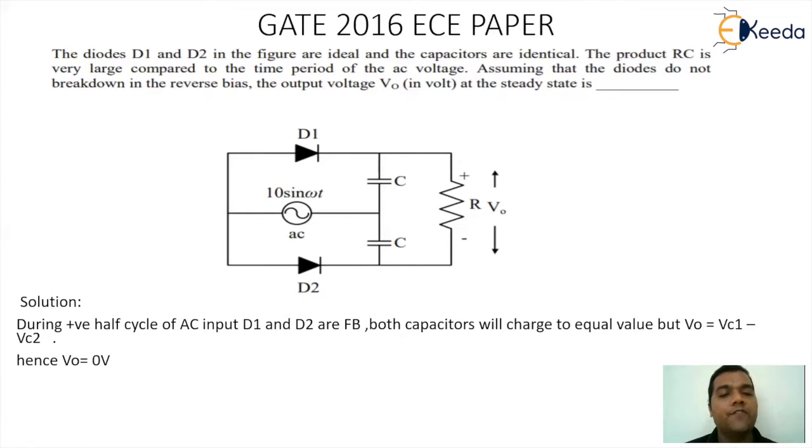During the positive half cycle of the AC input, both the diodes D1 and D2 are forward biased. Because of this, both the capacitors will charge to an equal value. So the value of VC1 and VC2 will be the same. But if you observe, the diode D1 current is coming from the top and the diode D2 current is coming from the bottom. So even if they charge to the same value, when you try to get the value of VO, the addition of the two capacitor voltages will give you 0. It is all because of the opposing polarity. So automatically you will get VO equal to 0 volt.